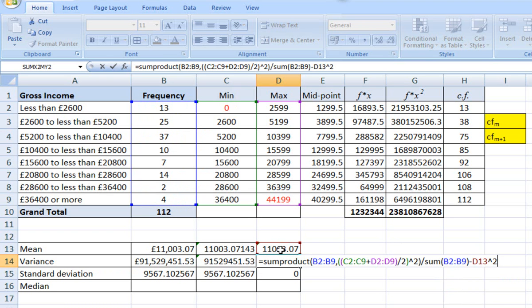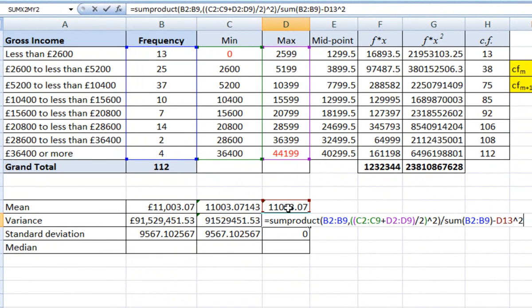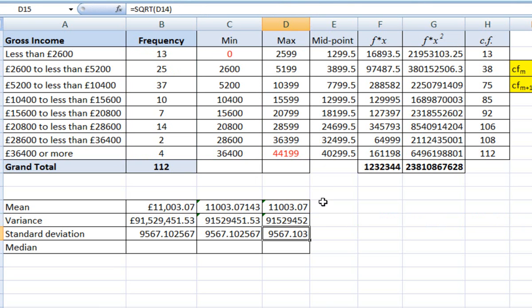Okay, so that's a slightly more efficient way of estimating the variance. And notice here that for this formula, you do not need the midpoint or the fx squared. All you need is the frequencies, the minimum and the maximum, to be able to estimate the variance. And with the square root, you can calculate the standard deviation.